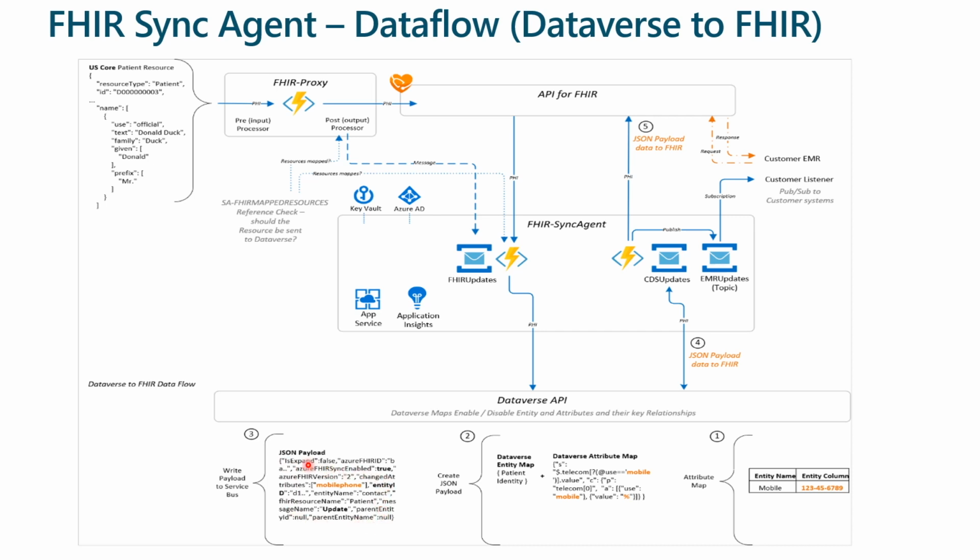Please note that this message does not contain any PHI information when it goes to the CDS updates queue. So the FHIR Sync Agent, whenever it receives that message, goes back to the Dataverse API and gets all the needed information to process the changed values to the Azure API for FHIR and sends it there, thus completing the flow from Dataverse to FHIR.